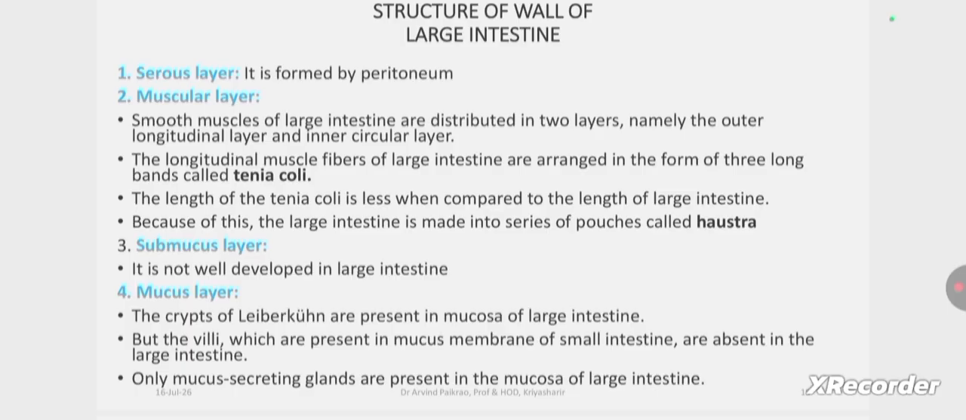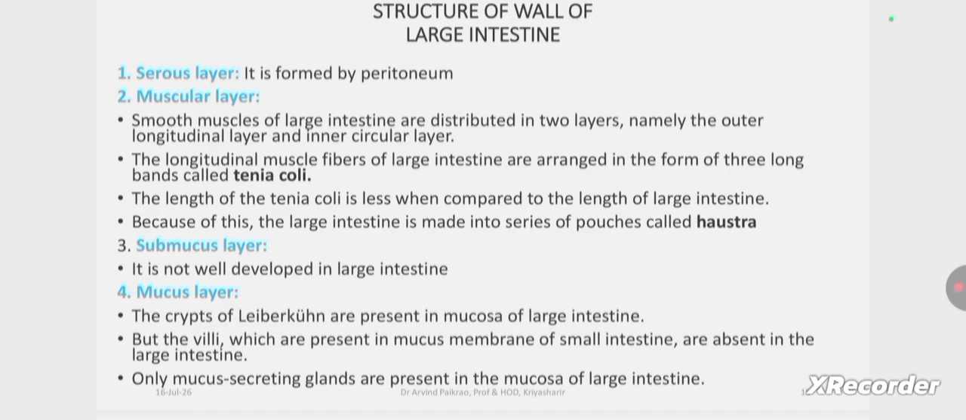The muscular layer is the second layer, and in the large intestine this muscular layer has a very special role. It is made up of two layers: one is the longitudinal muscular layer, and the inner one is the circular smooth muscle layer. The longitudinal layer runs over the entire large intestine, and it is typically arranged to make three bands, and these bands are known as taenia coli.